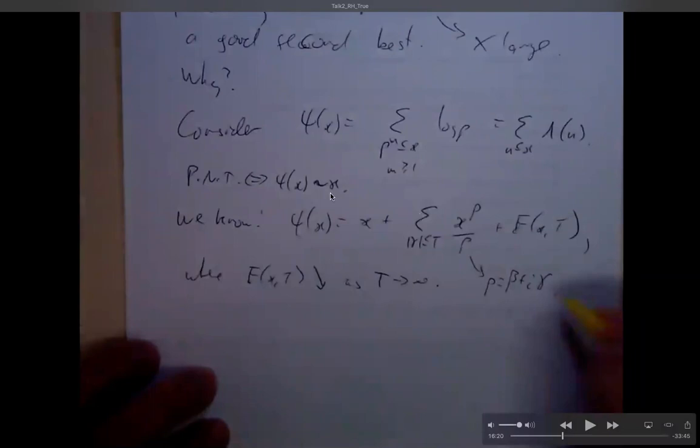I've said psi of x is asymptotic to x, so that should mean that this side divided by that side tends to 1. That should mean this side divided by this side tends to 1. Or, another way, the whole thing divided by x, there's your 1 right there. It means this thing, when divided by x, should tend to 0. That's what the prime number theorem is saying when I recast it like this. This term here, divided by x, should tend to 0 as x tends to infinity.